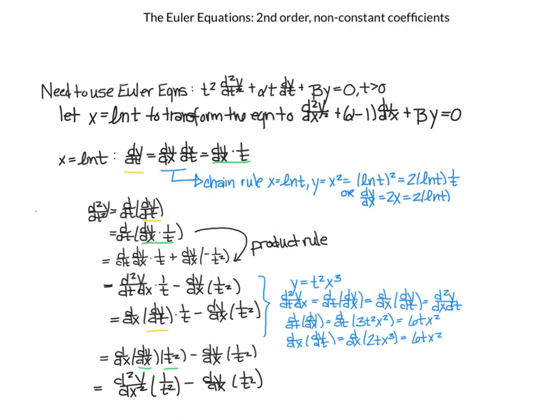Well, we already said that dy/dt is equal to dy/dx times 1 over t. So that's this here, which is why they're both underlined in green. So I have d/dt of (dy/dx times 1 over t).